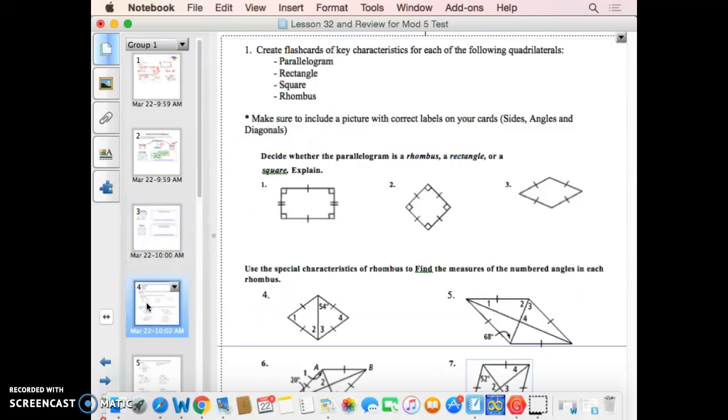Okay, and then for the rest of your classwork, you're going to decide whether each paragraph is a rhombus, rectangle, or square. So for example, this one here, I know this is going to be a rectangle. And I know that because of the 90-degree angles.